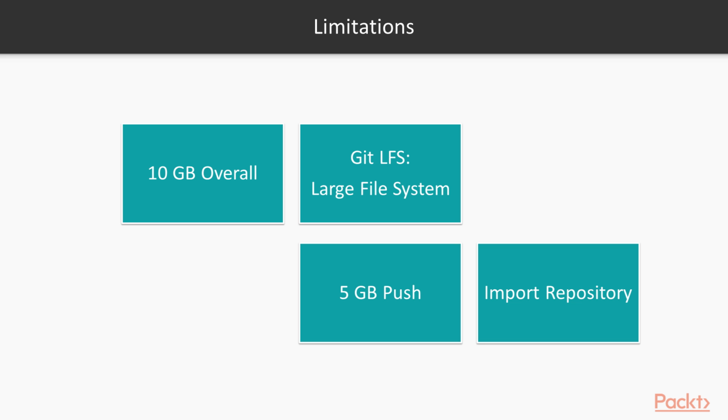There are a few limitations of the VSTS. These limitations are not for Git or TFVC, rather they are the limitations imposed by the VSTS projects and the VSTS accounts. The most prominent of the limitations are that a single repository can extend to 10 gigabytes at max. However, you can utilize the Git large file system and overcome this limitation. The second most important limitation is that a single push from one of the commits can extend to 5 gigabytes at maximum. However, this limitation does not apply if you are importing a repository from, let's say, GitHub or GitLab and other projects. So this limitation does not apply over there.